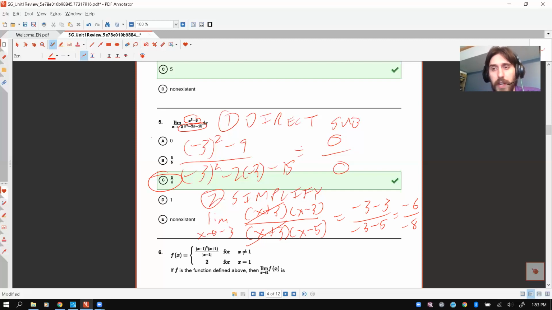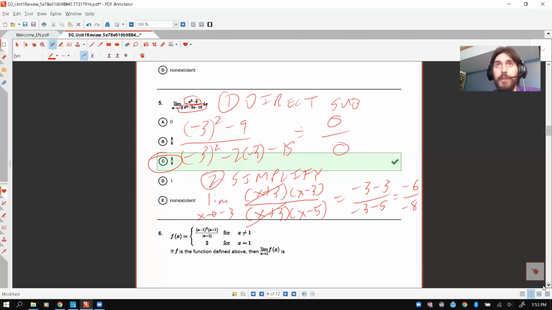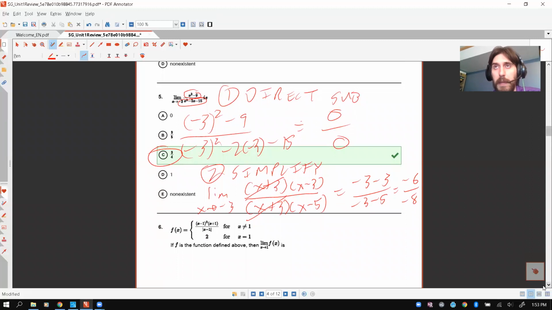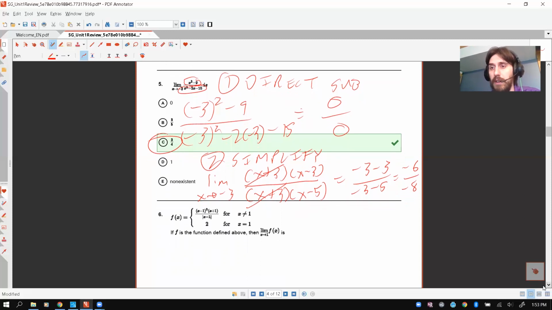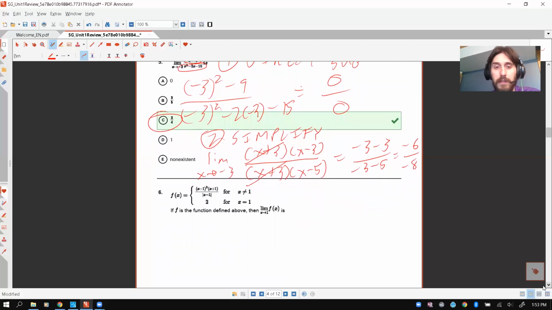So again, always try direct substitution first, but if that fails you, the next thing that you should try is simplifying, which you'll do mainly 3 ways: by factoring out and dividing. If there's a radical, then you want to rationalize by multiplying by the conjugate of that radical to the numerator and the denominator. And then there are some identities that you need to know as well, like the limit of sine of x over x is 1.